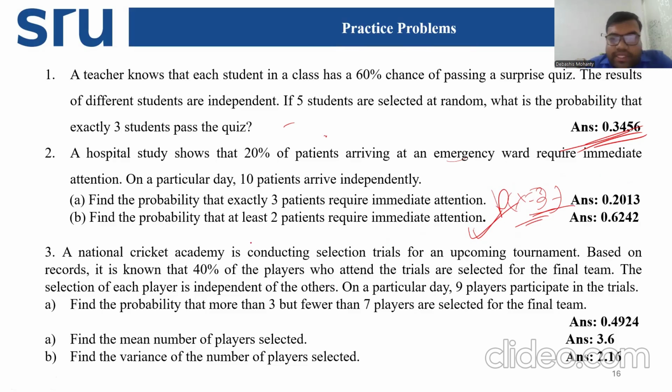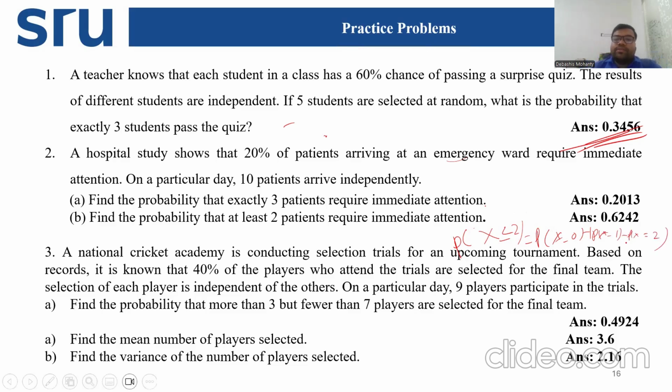And at least 2 is what we need to calculate here. At least 2 means minimum 2. So x is less than or equal to 2. That is probability of x equals 0 plus probability of x equals 1 plus probability of x equals 2. Okay, students. So this is all about the things which we need to apply to solve the problem.